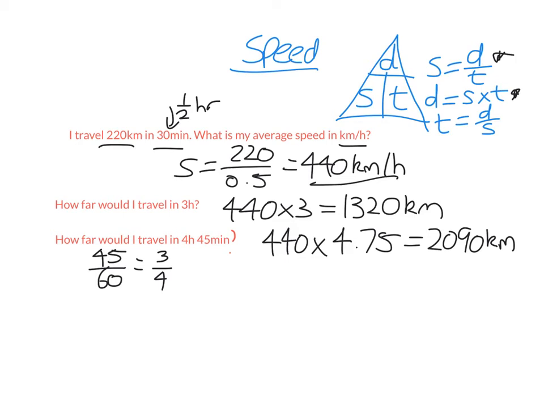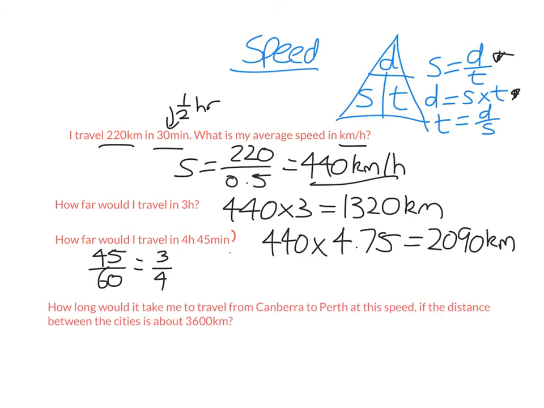Let's look at a question involving finding the time. How long would it take me to travel from Canberra to Perth at this speed if the distance between the cities is 3,600 kilometres? We are finding the time, so it's distance over speed.